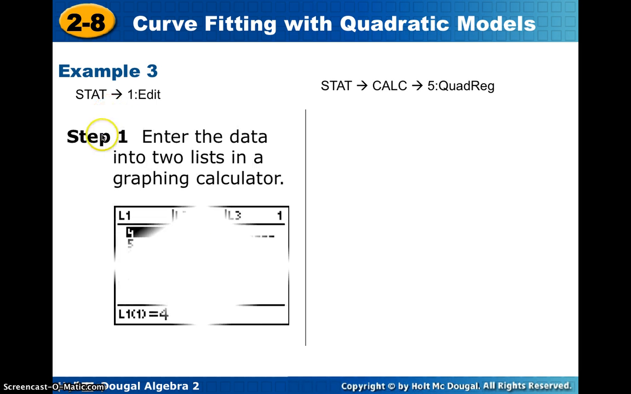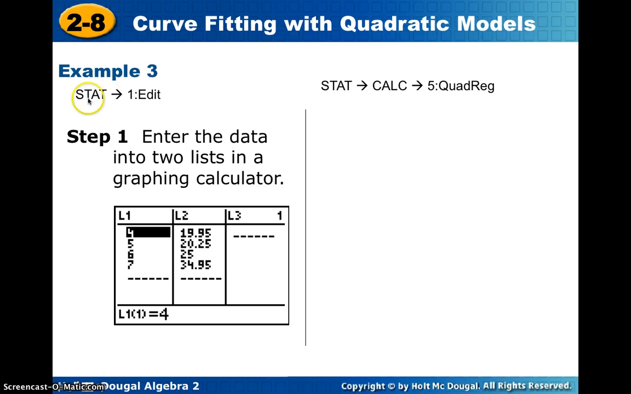You're going to get to this screen. Enter the data in your calculator by pushing the Stat button, and after you push Stat, number 1 is going to say Edit. When you push that Edit, this is the screen that's going to come up, and on the screen you're going to enter the data from the table here. So under L1 you're going to list the x values, and under L2 list the y values.